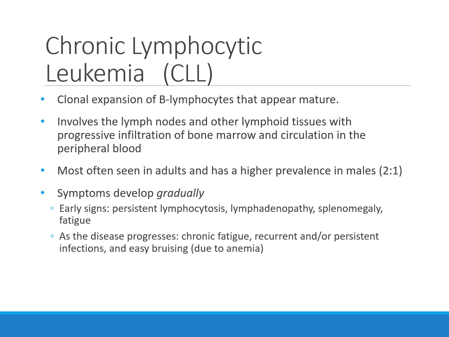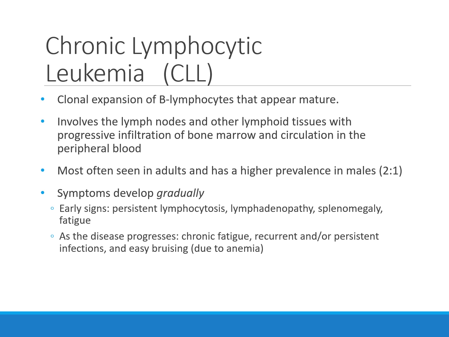In CLL, this involves the lymph nodes and other lymphoid tissues with progressive infiltration of bone marrow and circulation into the peripheral blood. Remember, the reason why our lymph nodes and our lymphoid tissues are going to be involved is because if you think back to cell development in terms of lymphocytes, our lymphocytes spend a period of time in the lymph nodes and other lymphoid tissues for their final phases of development.